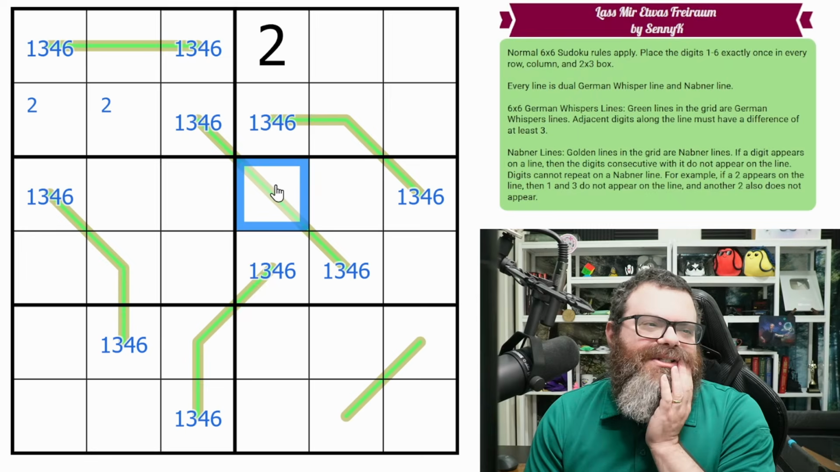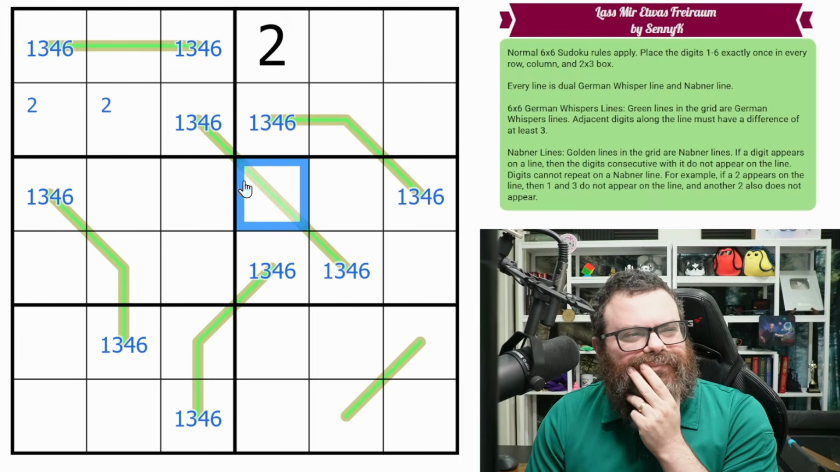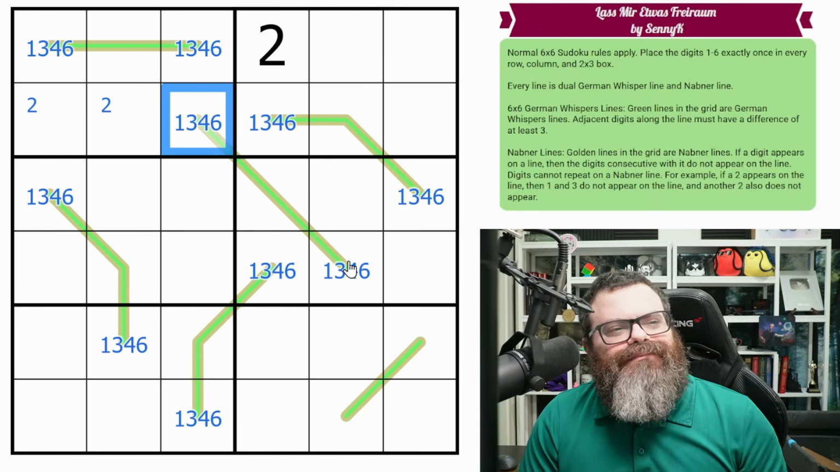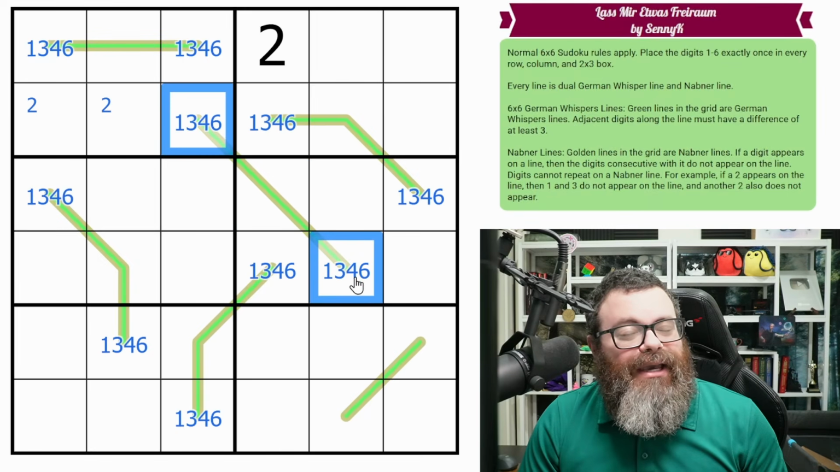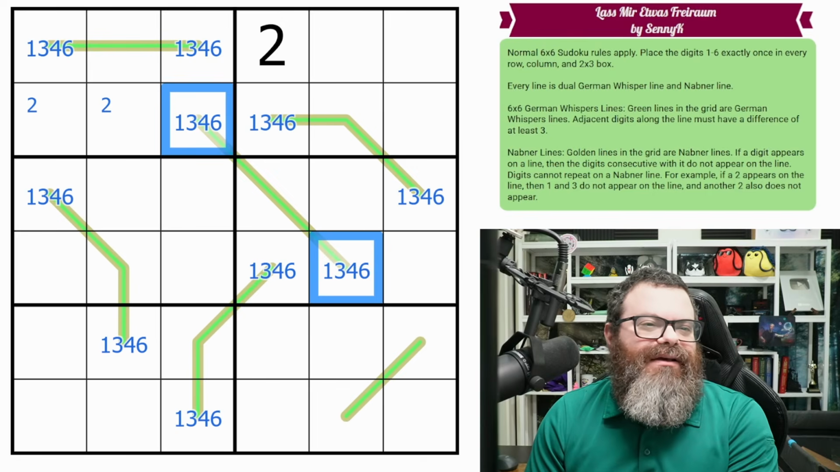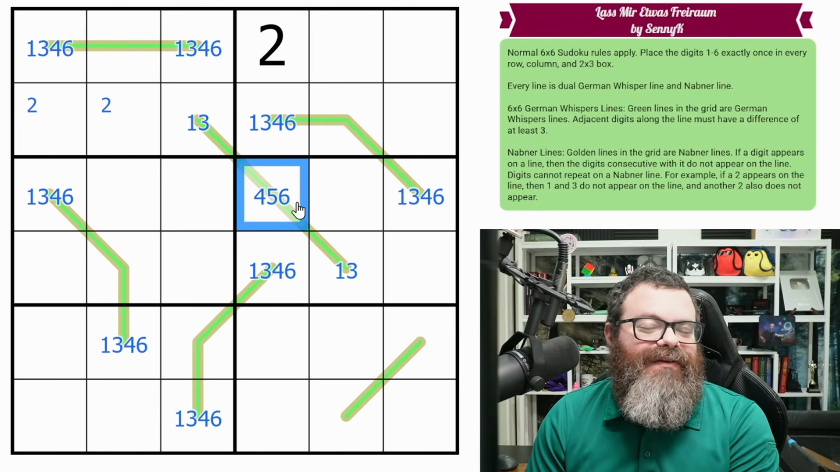So what about this middle digit then? Well, we know this one's not a 2, so it's going to be the high. We're either going to have a 1, 3 pair, or we're going to have a 4, 6 pair. If this was a 1, 3 pair, let's just write this out. Then from 1 through 6, we know this has to be high, so it has to be from 4, 5, 6. And we know that we're going to have a 3 on the Nabner. So we need a 5, 6. It's kind of the point.